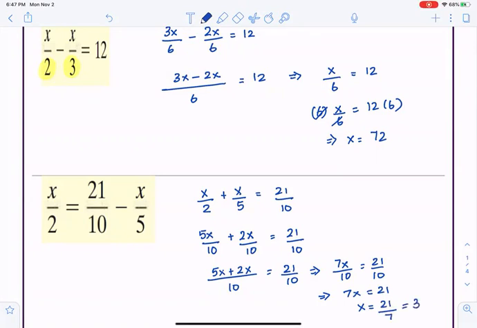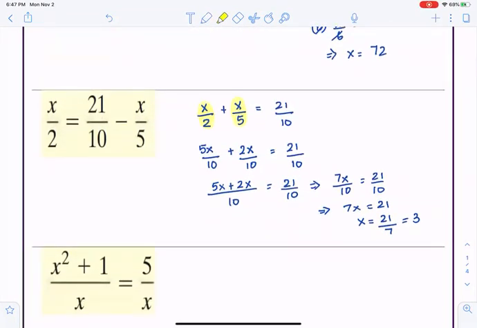You can always verify your solution by plugging the x back in the problem. So if you take that 3 and plug it in for x here and there and simplify, it should equal 21 over 10. If you don't get 21 over 10, then your solution is incorrect.